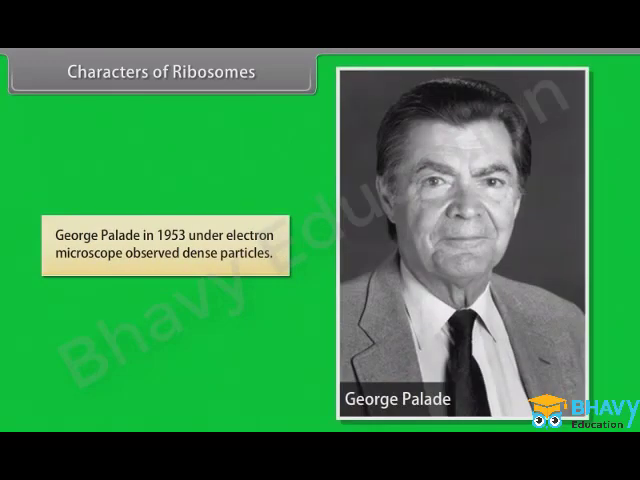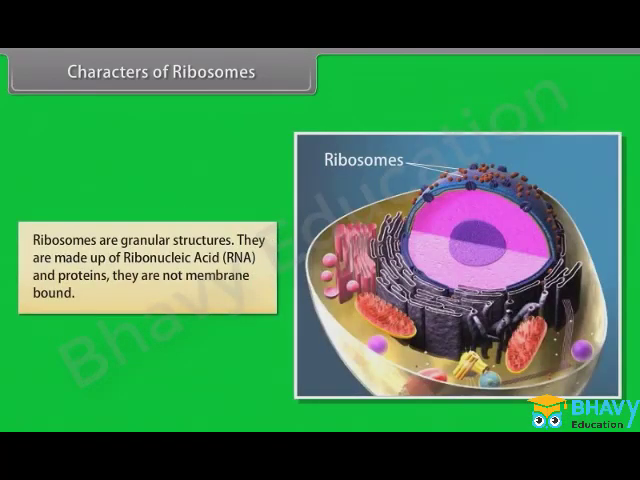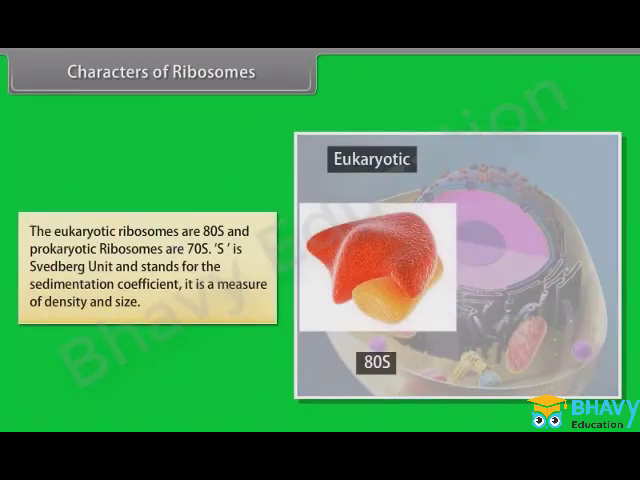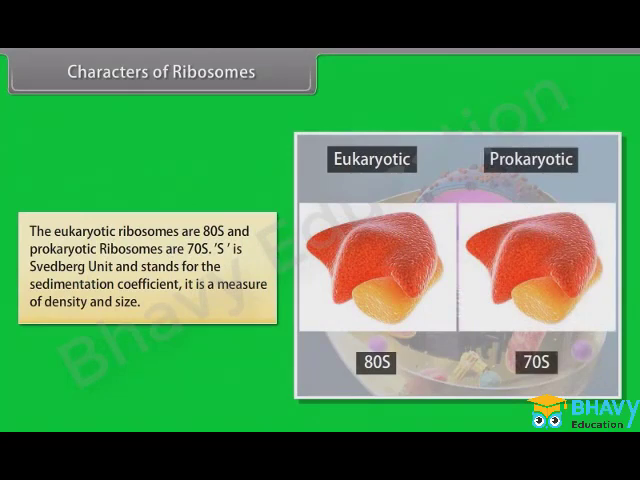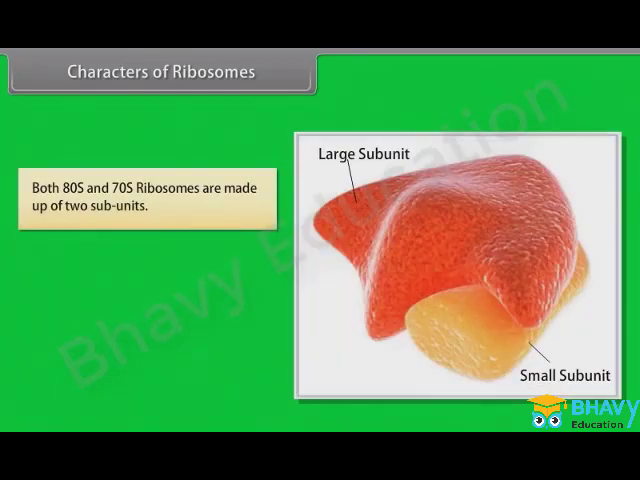Characters of ribosomes. George Palade in 1953, under the electron microscope, observed dense particles. Ribosomes are granular structures made of ribonucleic acid, RNA, and proteins. They are not membrane-bound. The eukaryotic ribosomes are 80S and prokaryotic ribosomes are 70S. S is the Svedberg unit and stands for the sedimentation coefficient. It is a measure of density and size.